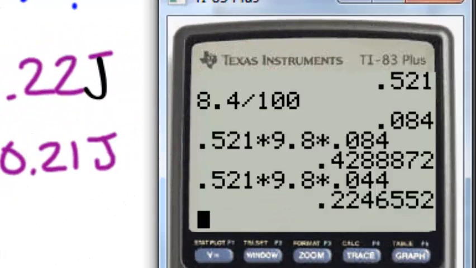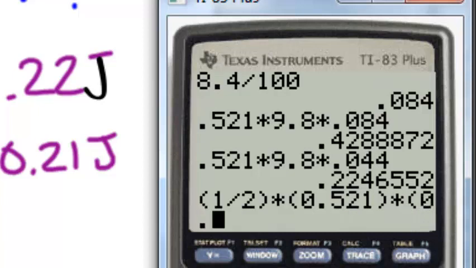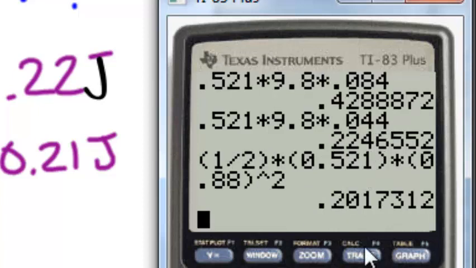Okay, on the calculator, 1 divided by 2. Let me clear this and do it in parentheses. 1 divided by 2, times my mass, 0.521, times my velocity squared, 0.88, in parentheses, and squared. That little caret means squared. Plug it in, and I get 0.201.